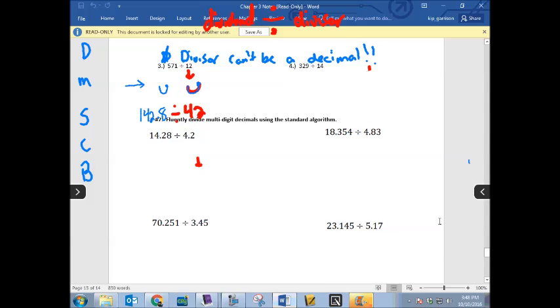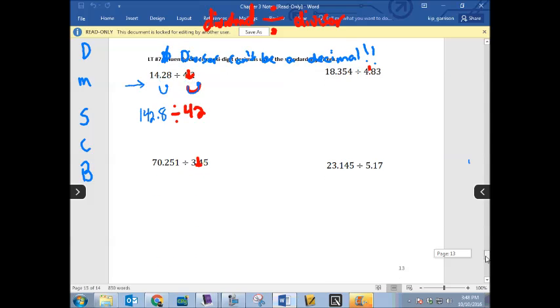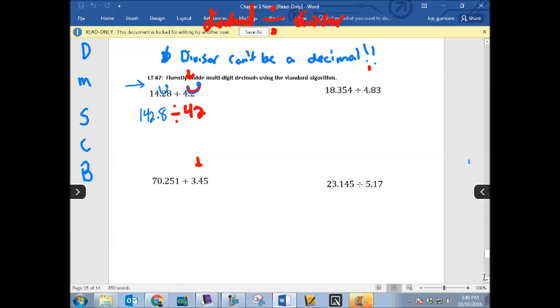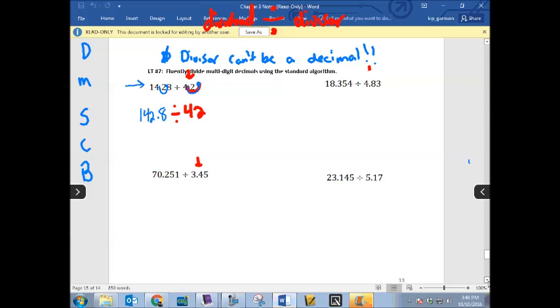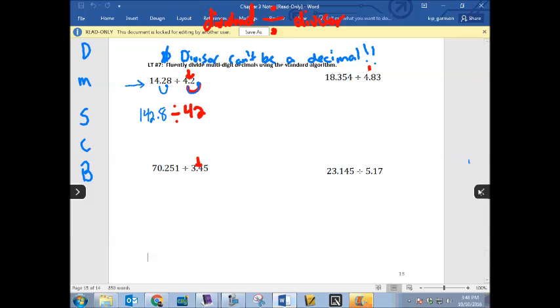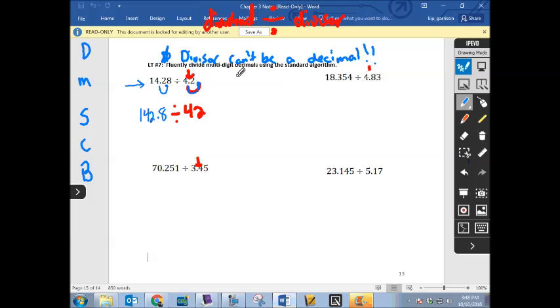All right, so here we are. I know that my divisor cannot be a decimal, so I took care of it. I made it 42, which meant I multiplied it by 10, which meant I needed to multiply this by 10. So the real problem that I'm going to be doing is 142.8, and I'm going to be dividing that by 42.